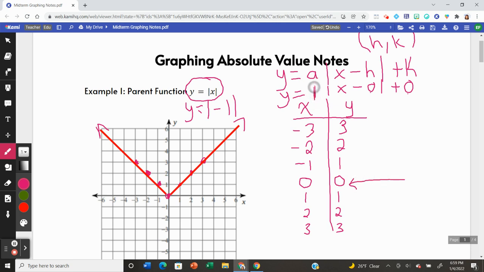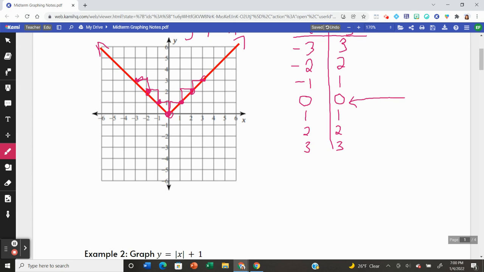Because our a value here is 1, if we're talking about graphing, that means we plot our vertex, and then we can go up 1 and over 1 in both directions to get to our next point. Up 1, over 1, up 1, over 1, and just keep on going. So we can either create a table of values, or we can realize the h and k values, our vertex, and then use our quote-unquote slope, our a value, to get to the next point.